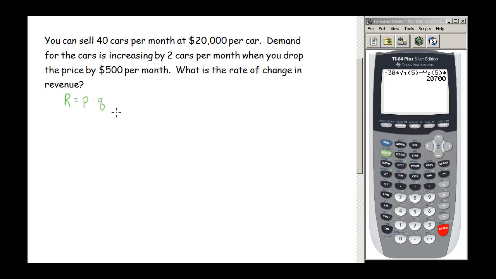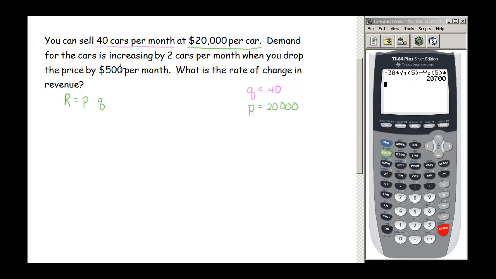And I can also tell by this information that's given up here, I can tell a few of the values. So for instance, we can currently sell 40 cars per month. So that's like a quantity. So we have Q equals 40. And we have each car is costing $20,000. So that tells us, whoops, not our Q, our P equals 20,000.